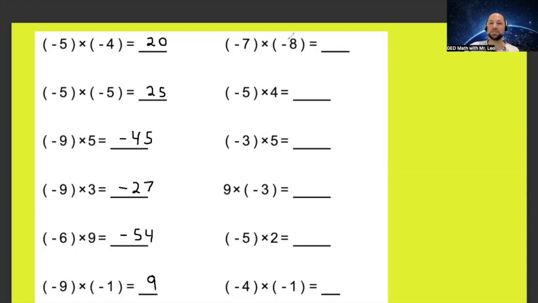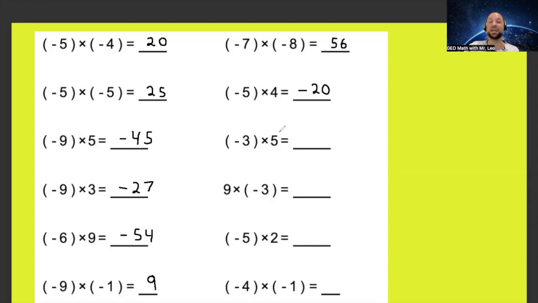Next, 7 times 8, both negative. Well, the two signs will cancel out. If you hate to hate, you're a lover. 7 times 8 is 56. That's our final answer. Next one here, I see one negative sign. That's if you hate to love, you're a hater. That's going to be negative. 5 times 4 makes 20.